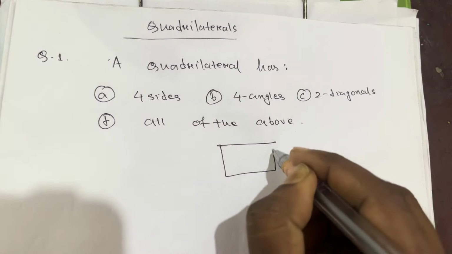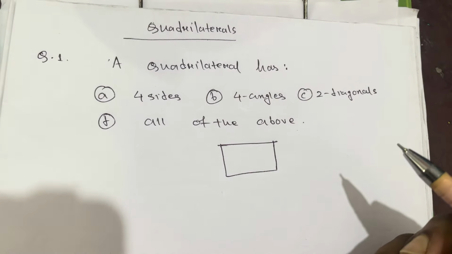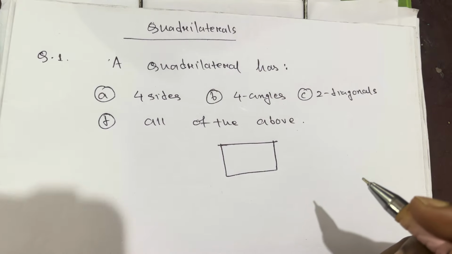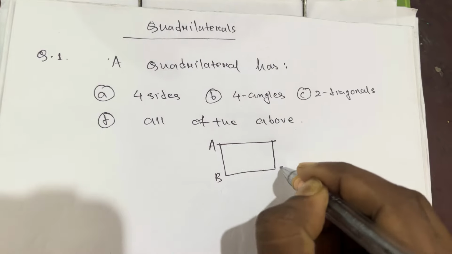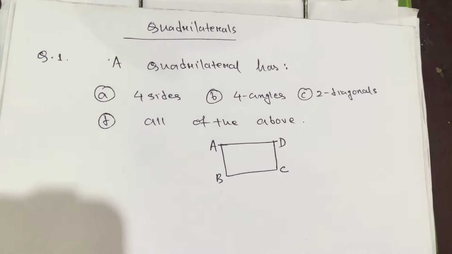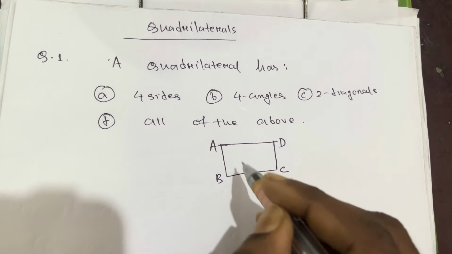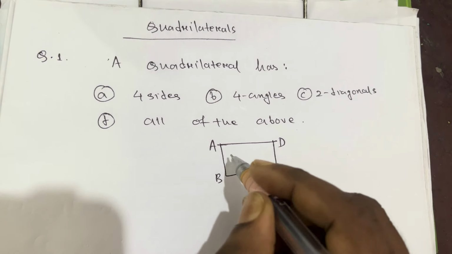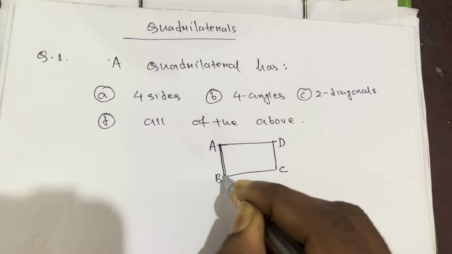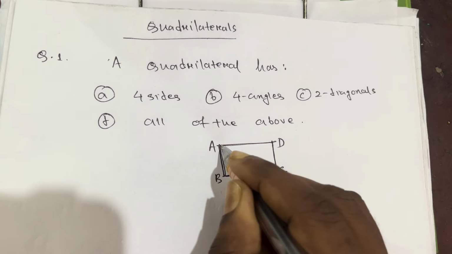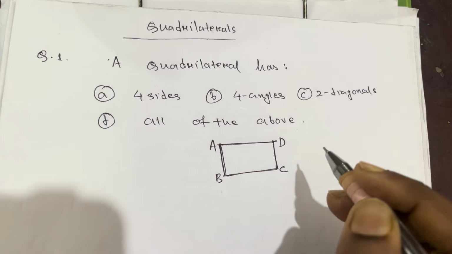Suppose this is a quadrilateral. A quadrilateral means a polygon which is made by four line segments. So this is a quadrilateral, a figure made by four line segments. If you see, how many sides does this quadrilateral have? This quadrilateral has AB. This is the first side, this is the second, this is the third, this is the fourth. So this quadrilateral consists of four sides.